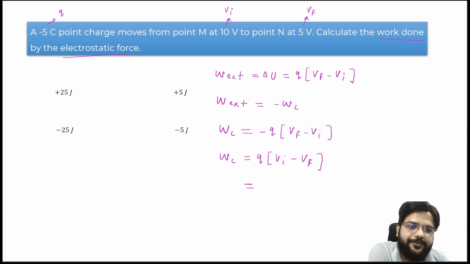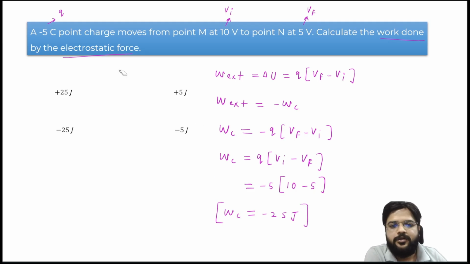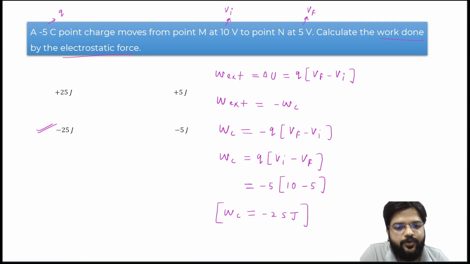So what is the value of Q here? Q is minus 5, everyone. So write down here minus 5. What is the V initial? It is 10. And what is the V final? It is 5, everyone. So 10 minus 5 is how much? It is 5. So 5 into minus 5, it is minus 25 joule. So finally we are getting, everyone, work done by the electrostatic force is minus 25 joule. Now check the options here. So we are getting option number C. So C is the correct answer, minus 25 joule. So I hope this thing is clear. Note down, everyone.